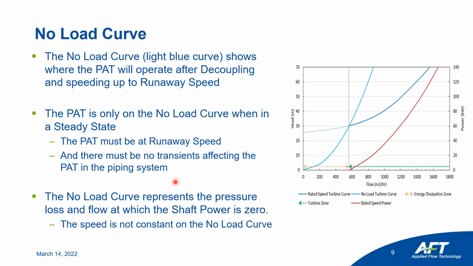The no-load curve represents the pressure loss and the flow at which the shaft power is 0. So you can see at this point here, the shaft power is 0. And each point on the no-load curve represents a different runaway speed.